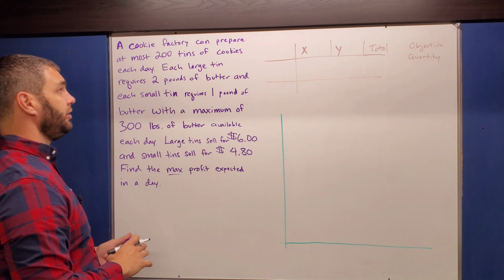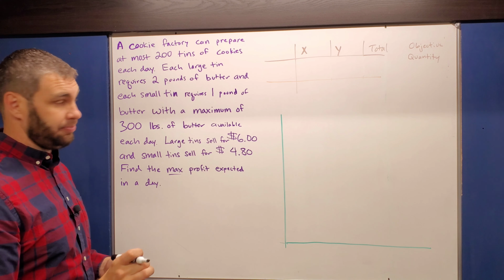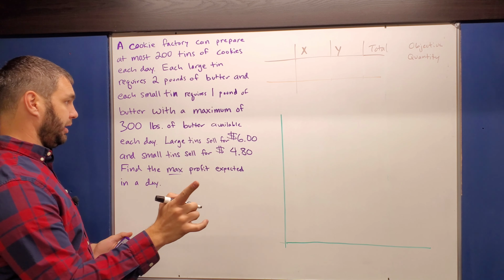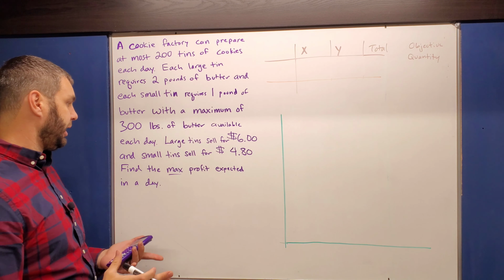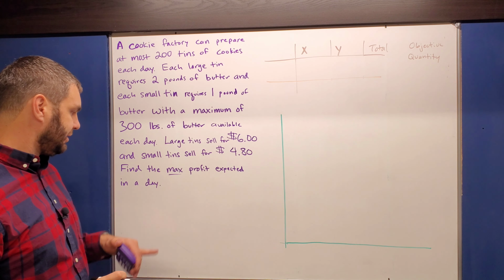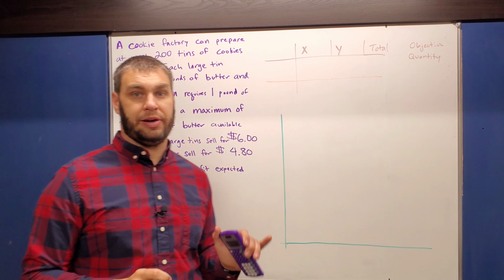It says a cookie factory can prepare at most 200 tins of cookies each day. Each large tin requires 2 pounds of butter, and each small tin requires 1 pound of butter, with a maximum of 300 pounds of butter available each day. Large tins sell for $6 and small tins sell for $4.80. Find the maximum profit expected in a day by that factory.